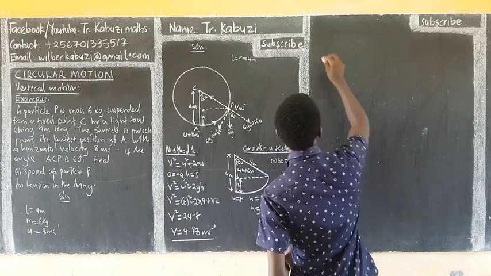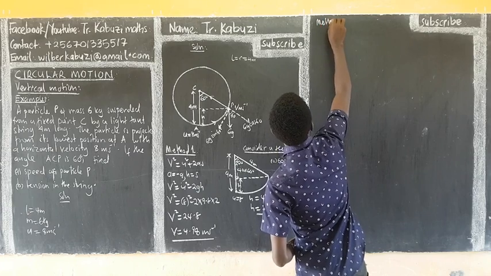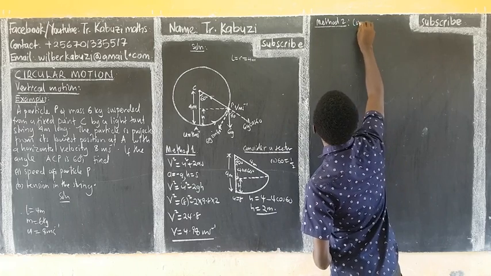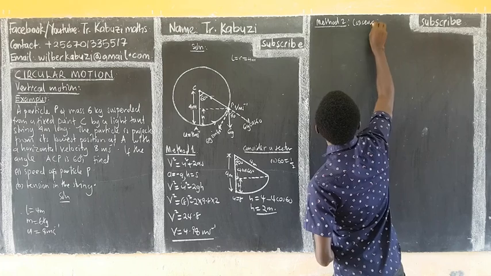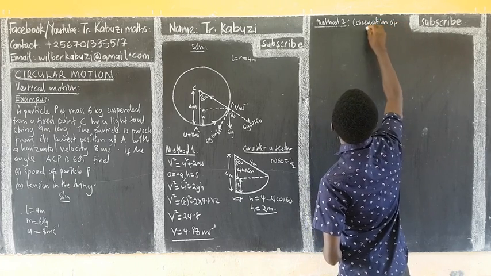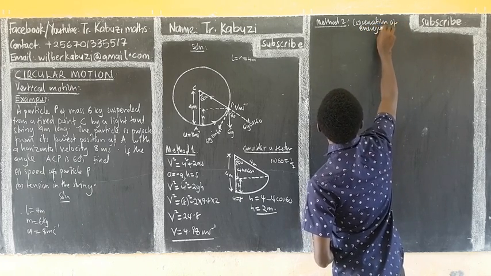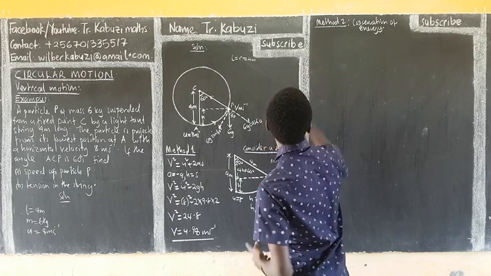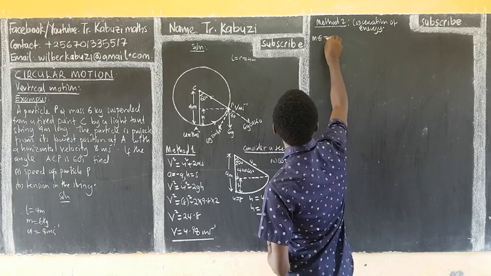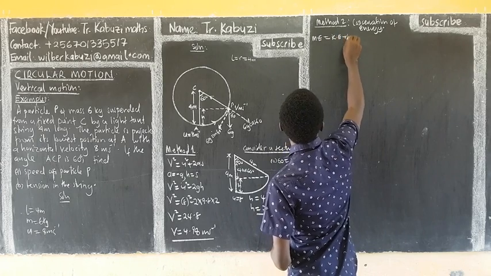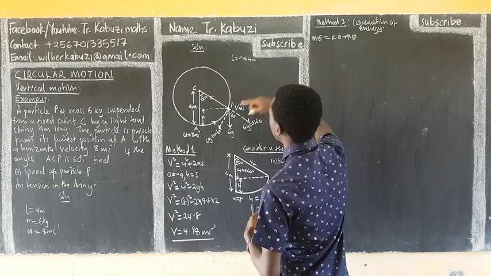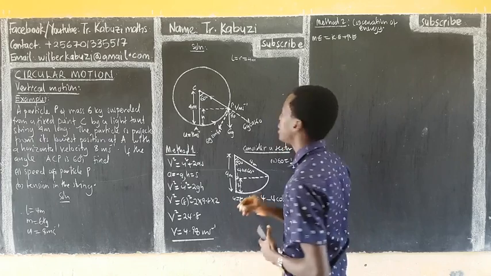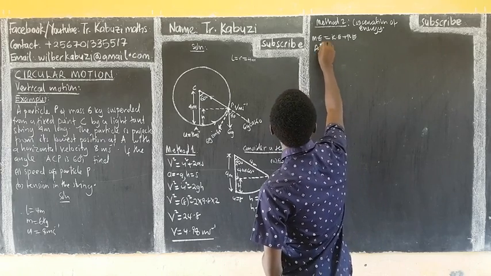Now, if you look for method 2, use here the principle of conservation of energy. So it's up to you. The one which is simple for you is what you are going to use. So remember, our mechanical energy is equal to the kinetic energy plus the potential energy. So I'm going to consider the mechanical energy at A, then the mechanical energy at B.